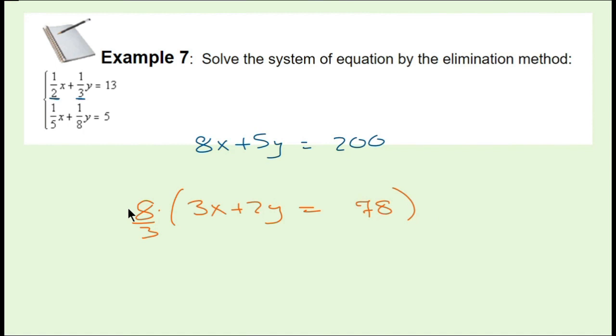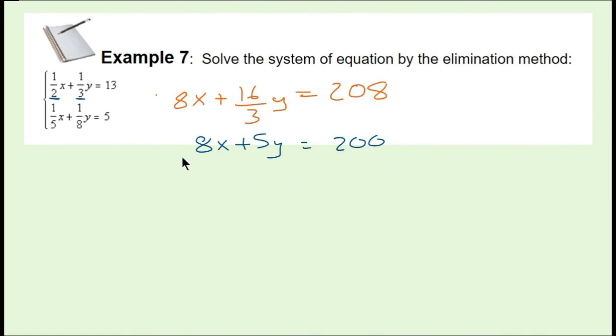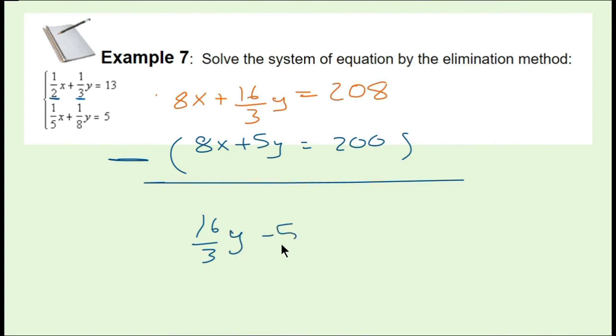So we multiply everything here by 8 over 3 in order to make this like this. After multiplying everything by 8 over 3, we get 8 times x plus 16 times y over 3 is equal to 208. Now what we can do is subtract this blue equation from that orange one. So we can subtract everything here. Think about this like a term-by-term subtraction. So 8x minus 8x gives you 0. 16 over 3y minus 5y, well, that leaves us with 16 over 3y minus 5y.